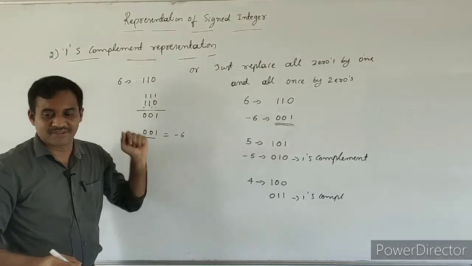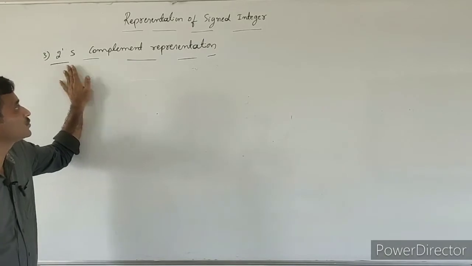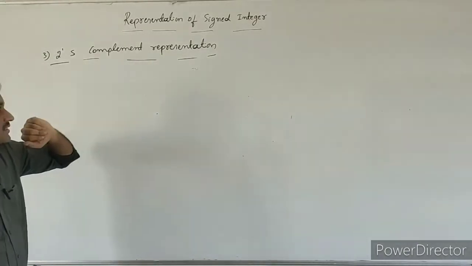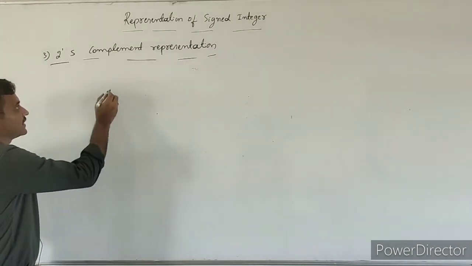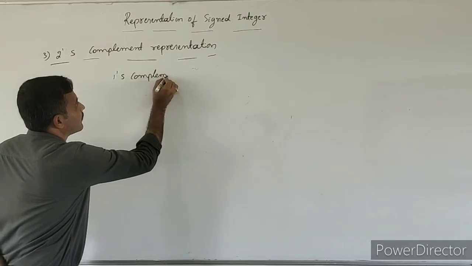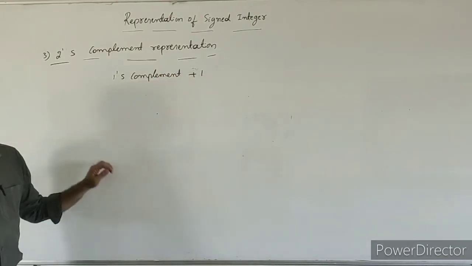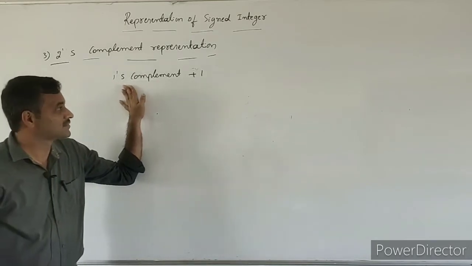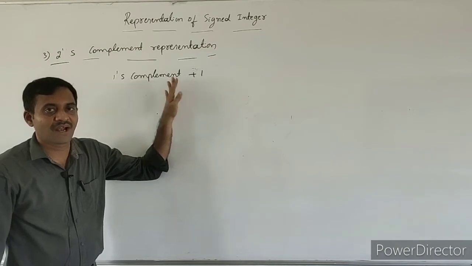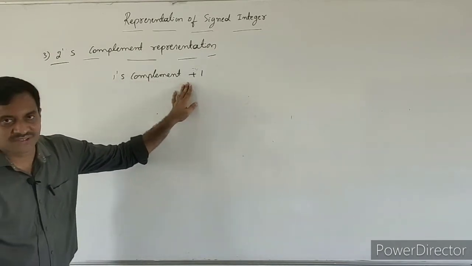The third method is 2's complement representation. The 2's complement representation is 1's complement plus 1. To get a 2's complement, first we convert to 1's complement, then add 1 to the least significant bit. That is 1's complement plus 1.